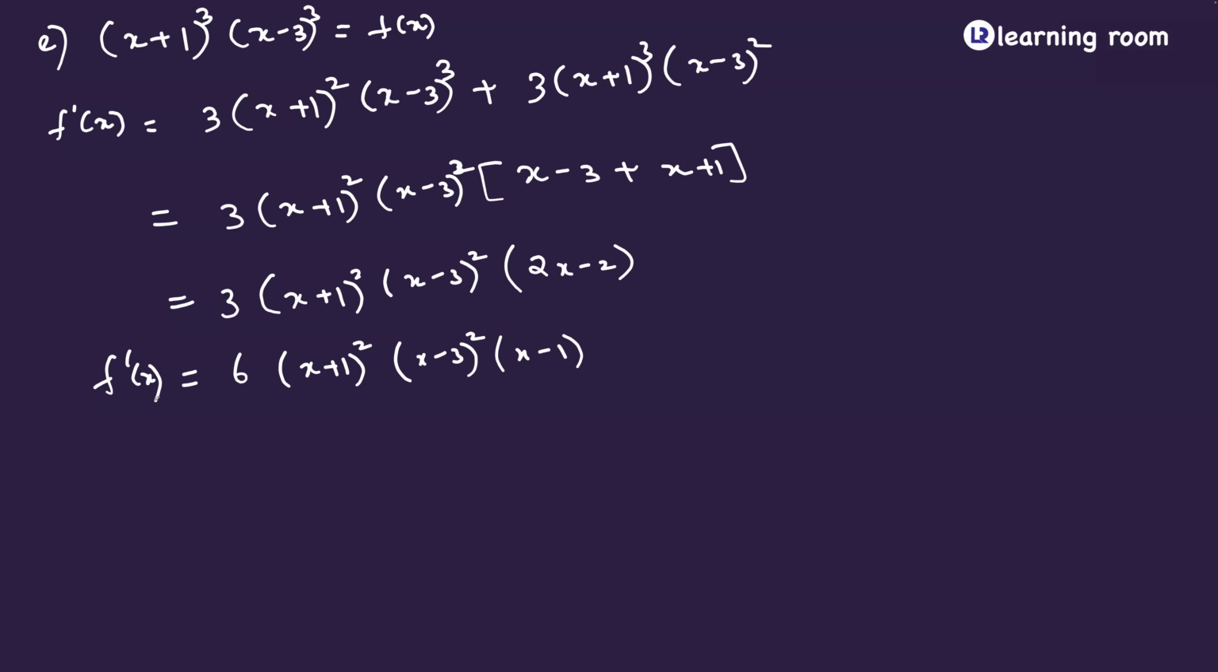So for increasing, what should I do? This whole thing is greater than 0. So 6 into x plus 1 the whole square into x minus 3 the whole square into x minus 1 is greater than 0. See, though it looks big, the logic is simple. Observe. You should not take the checkpoints here. Like how I did in the previous case, you will not take -1, 3 and +1. Why is it so?